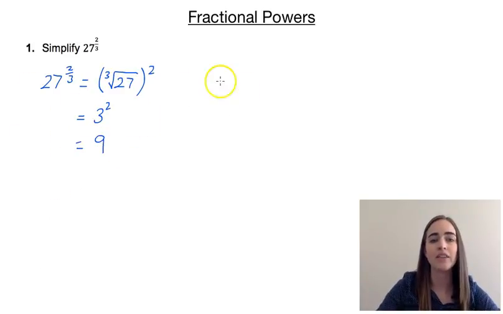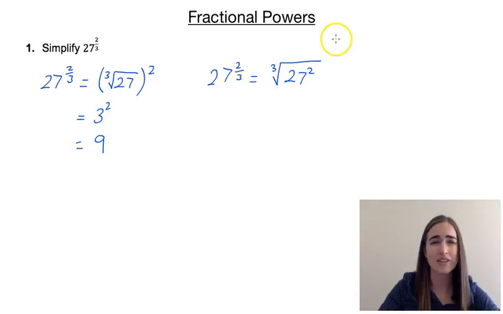Now, if we did it the other way, we'd get the same answer, but we're working with messier numbers. So we could write the cube root of 27 squared, and then try and figure out what 27 squared is and take the cube root, but they're not nice, easy numbers to work with, so we'll do it this way instead.